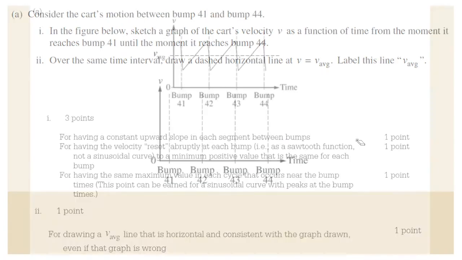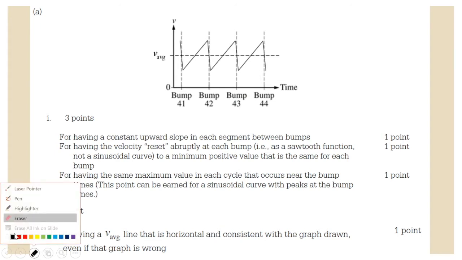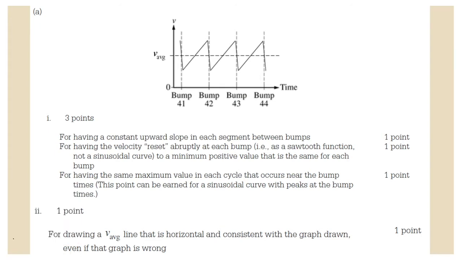All right, looking at the scoring guide, we see a graph that looks very similar to the one I just drew. Of course, these really are not going to be exactly vertical, which I basically drew only by accident because it's very hard to draw with this digital pen. Notice here, you get 1 point for having a constant upward slope in each segment between bumps. That makes sense because the acceleration is g sine theta, again.